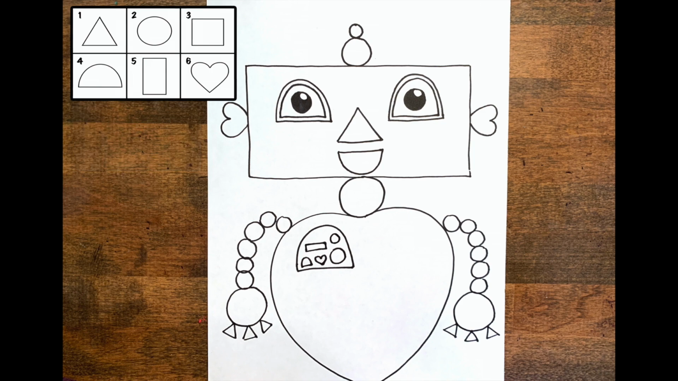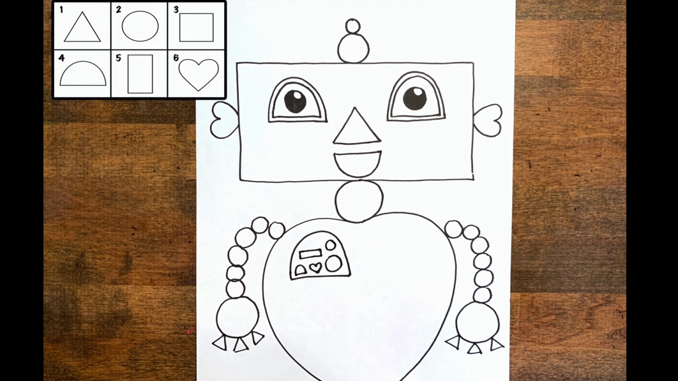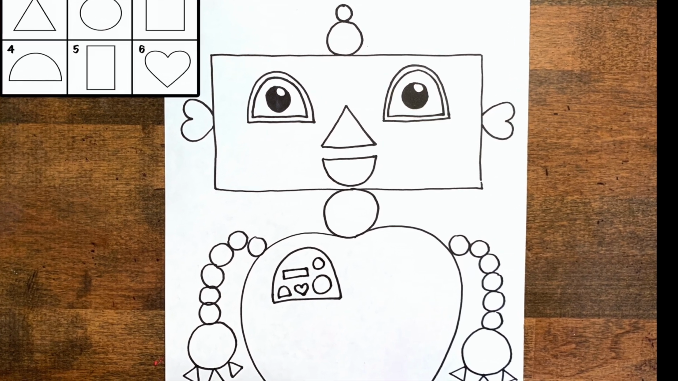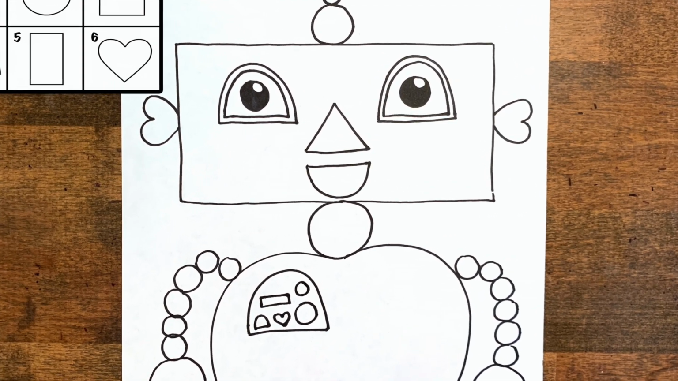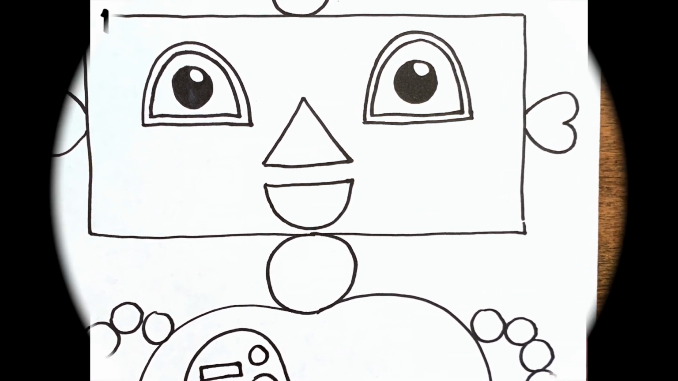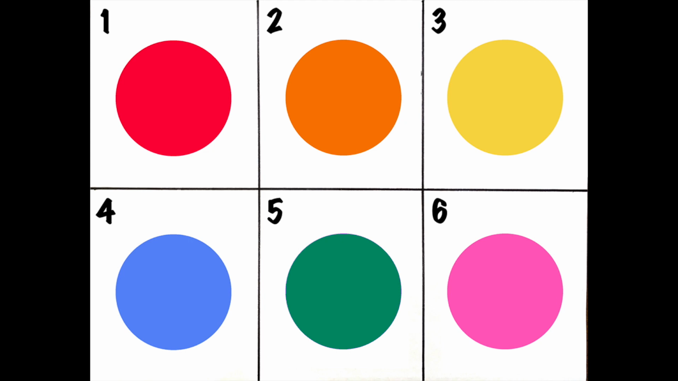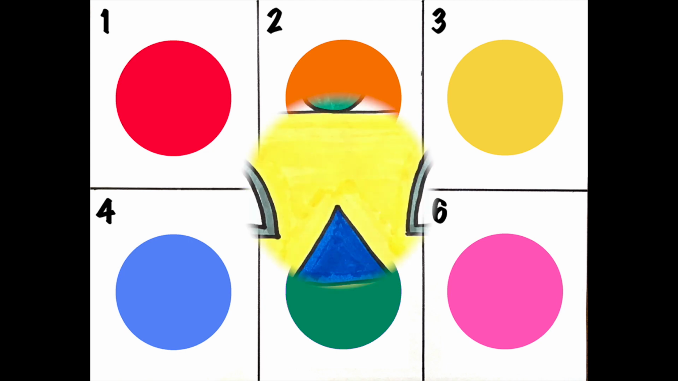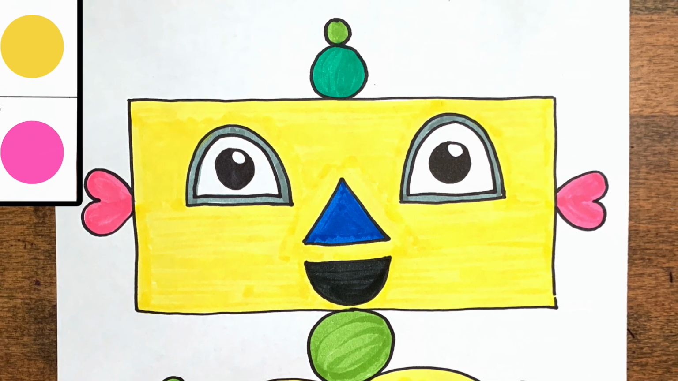With my robot finished, now I have a choice. I can either use the colors that I feel like using, or I could turn the colors into a game too, and roll dice to determine what colors I should use. This is the game board that I'm using, but you could make up your own based on the colors that you like. Here's how my finished robot turned out.